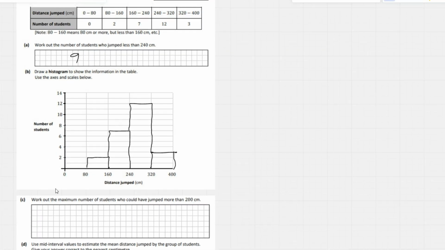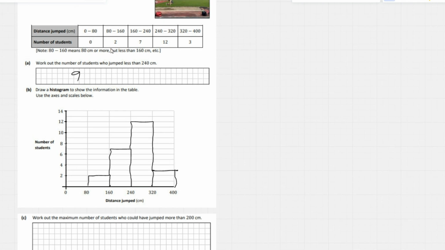For part C, we have to work out the maximum number of students who could have jumped more than 200 centimeters. Okay, so let's look at our data here. We know that it definitely won't be these guys here because we know that 2 people jumped between 0 and 160 if we add these 2 together. But then this is what we have to focus on. From 160 to 240, 7 people jumped.